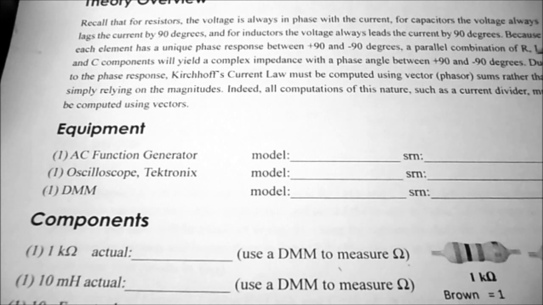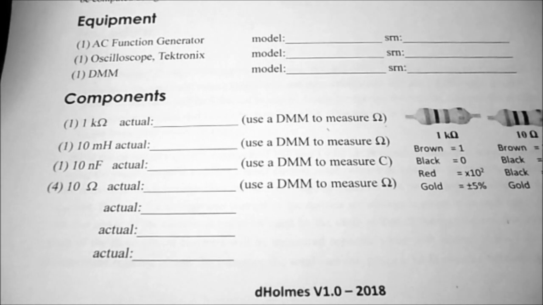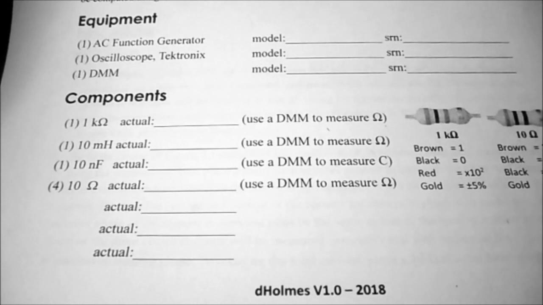Under equipment, we're going to be using the AC function generator, which is the Circuit Test SFG 7000. The oscilloscope will be the Tektronix TDS 210 or the TDS 1002. And the digital multimeter will be the Mastech MS 9803. Components we're going to be using today: 1K ohm resistor, 10 millihenry inductor, 10 nanofarad capacitor, and I've written down here 4 10 ohm resistors. We only need one 10 ohm resistor, but we might as well check all 4 of them.